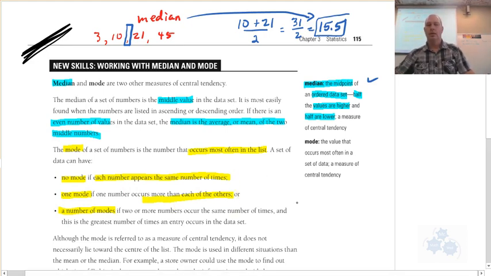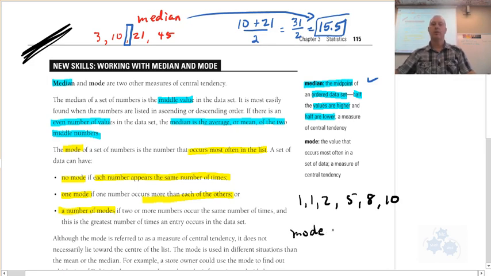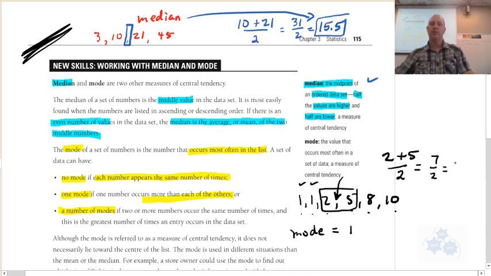So let's see, for example, 1, 1, 2, 5, 8, 10. In this list of numbers, what is the mode? The mode is the number that appears most often in the list, and of course you've got 1 showing up twice, so the mode is 1. Okay. Now, what is the median? Well, there are 1, 2, 3, 4, 5, 6 numbers. So we have to find the average of the middle two numbers. The median is going to be in here somewhere. So we go 2 plus 5 divided by 2. That's 7 over 2, or 3.5. So that is the median.